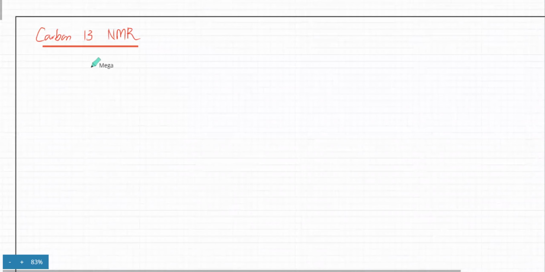Carbon 13 nuclear magnetic resonance. There's not much to carbon 13 NMR. Like HNMR, it's basically exactly the same. You don't even have to study this again. It's exactly the same as HNMR, except for a few things.